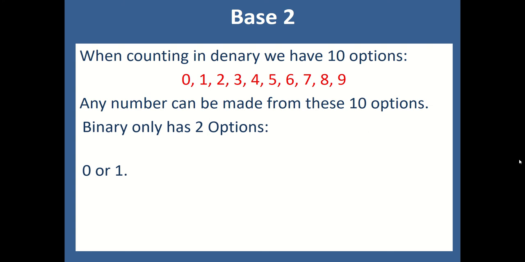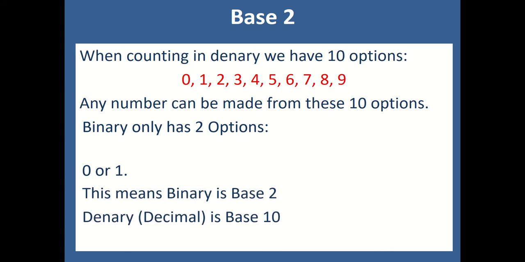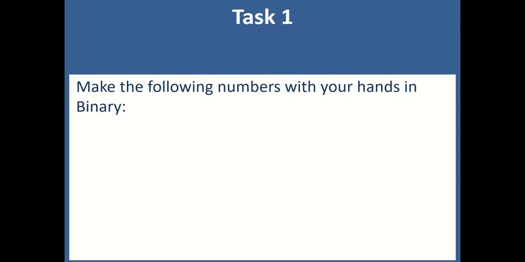Binary, as we know, can only be on or off, so it has 2 options. We call this base 2 because there's 2 options. Denary, sometimes known as decimal, is called base 10 because we have 10 different options. So binary is base 2 and denary, sometimes called decimal, is base 10. Now, to try and explain how we can learn binary and binary numbers, I'm going to show you a quick strategy.